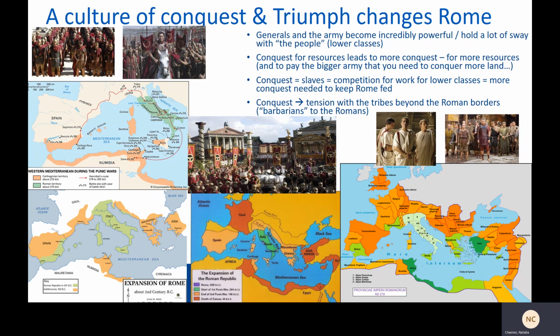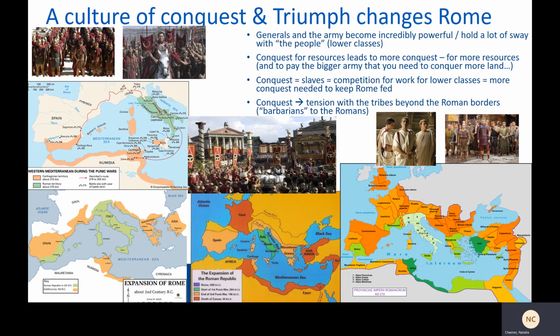Another thing to keep your eye on is that conquest for resources leads to more conquest for more resources, and to pay the bigger army that you need to conquer more land. In order to hold a giant landmass, you need a giant army. And how do you feed them? Well, you could tax your own citizens to keep your army fed, but then your own citizens aren't so happy. So it's much easier to conquer more land and feed them with the spoils of that land, which then raises the necessity for more conquest.